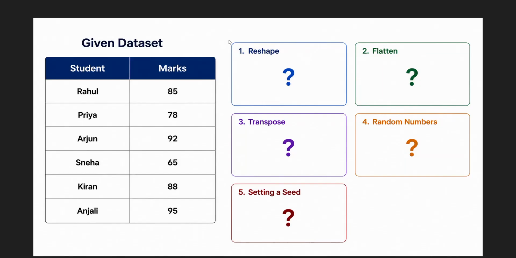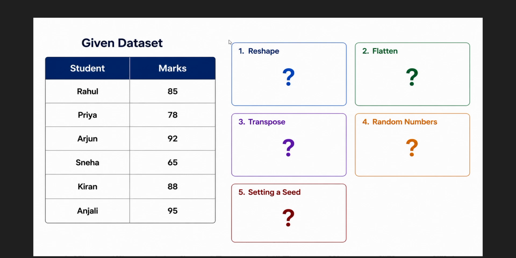Hello everyone, welcome back. In the previous lesson, we learned how to analyze data using NumPy and statistical functions. Today we are going to learn how to change the structure of data without changing the values. This is the most important because different machine learning algorithms expect data in different shapes. We also learn how to generate random data, which is useful for testing our programs and creating a sample dataset.